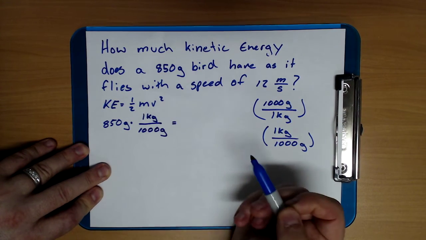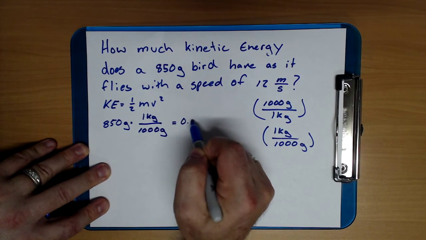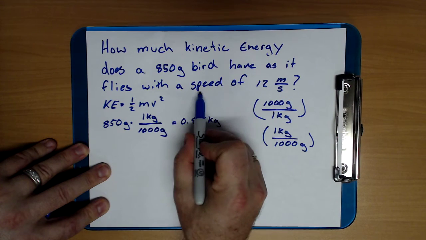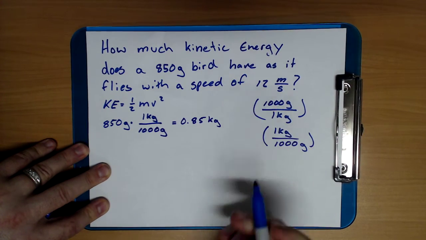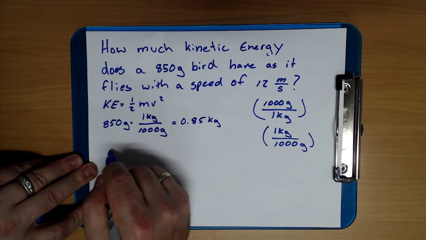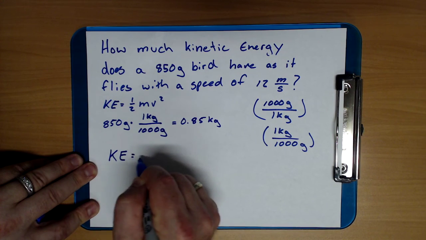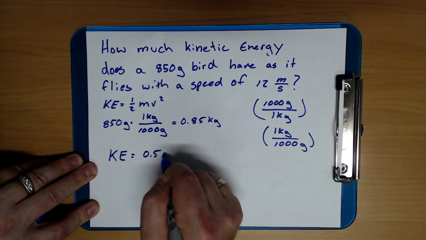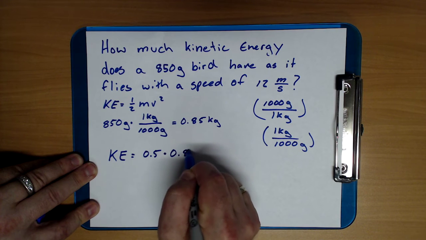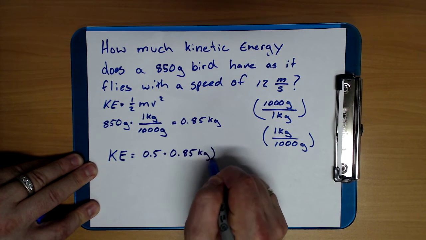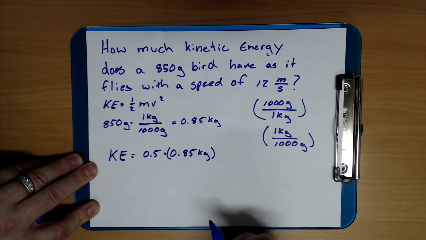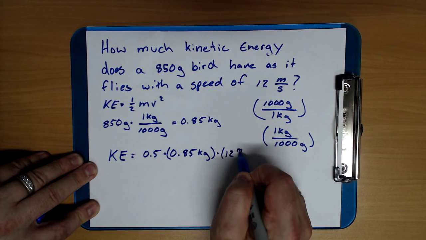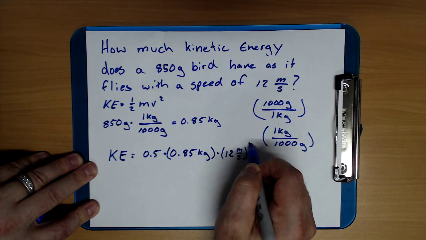If I do this out, it's going to move the decimal place 3 times, and I'll end up with 0.85 kilograms. My velocity or my speed is already in the correct unit, so I can just pull that in. So kinetic energy is going to be equal to, I could either write 1/2 or 0.5 multiplied by 0.85 kilogram. I'm going to put parentheses around those just to keep it a little cleaner. Multiplied by 12 meters per second. And then I have to square that.